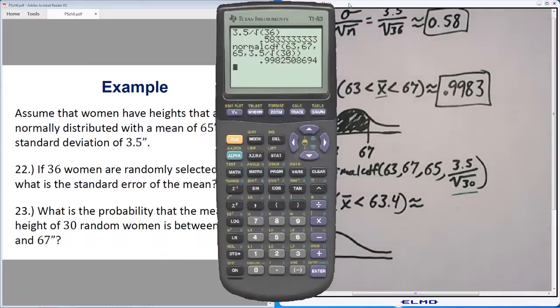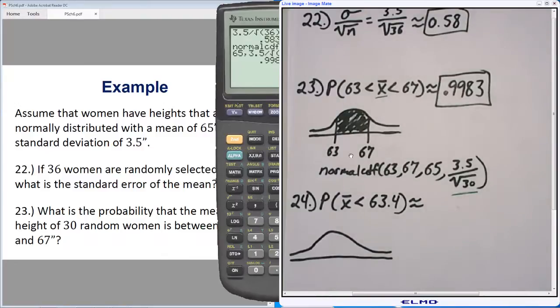Now, the central limit theorem is important because it allows us to do what we just did. That is, using normal CDF, the area under a normal curve, to approximate this sampling distribution probability.